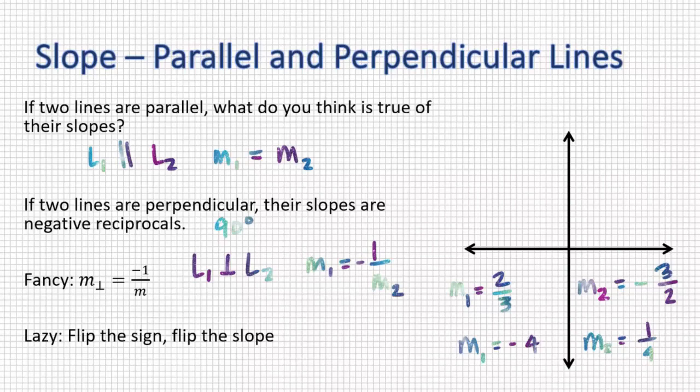The situation is much easier for parallel lines. If the slope of the first line is equal to 3 over 5, the slope of the second line is equal to 3 over 5. They are always going to be identical for parallel lines.